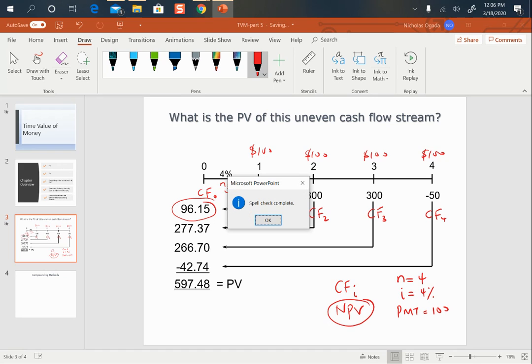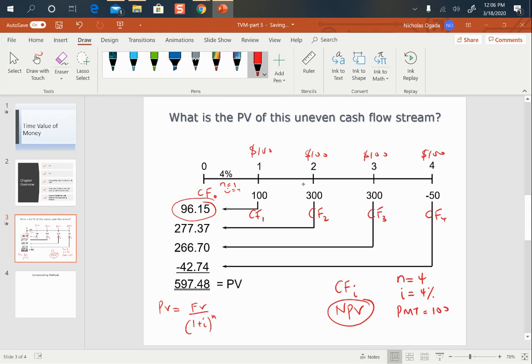So in other words, if you're looking at the present value, again by formula we say the present value will be the future value divided by 1 plus I raised to a power of n.